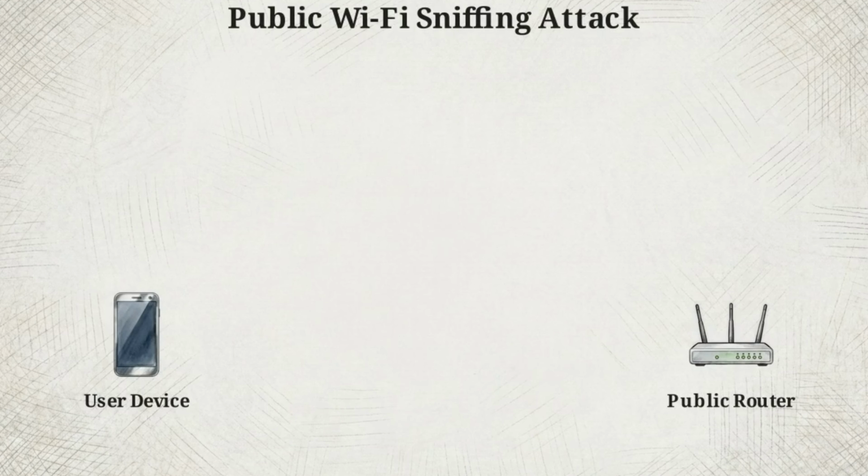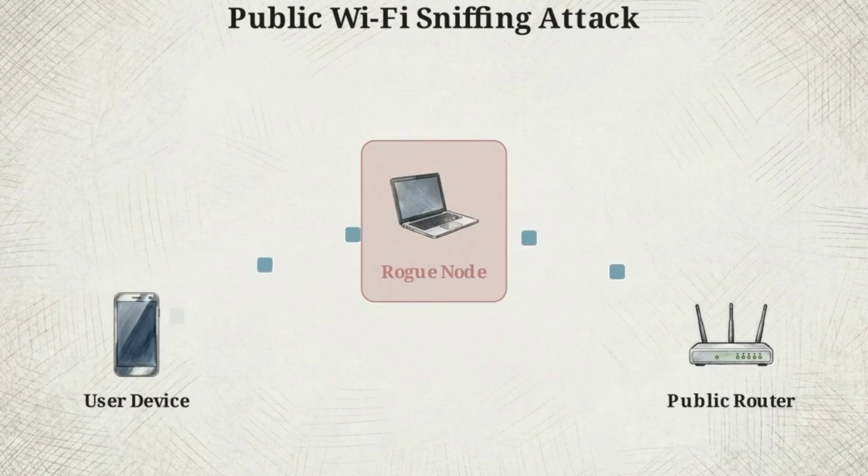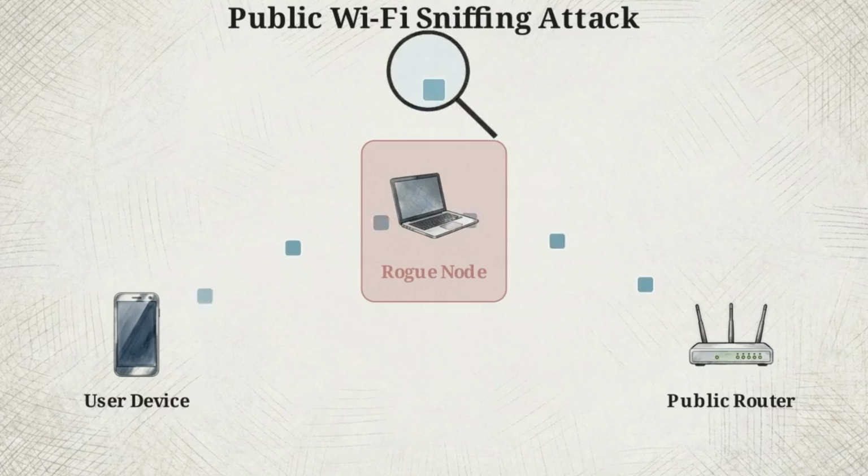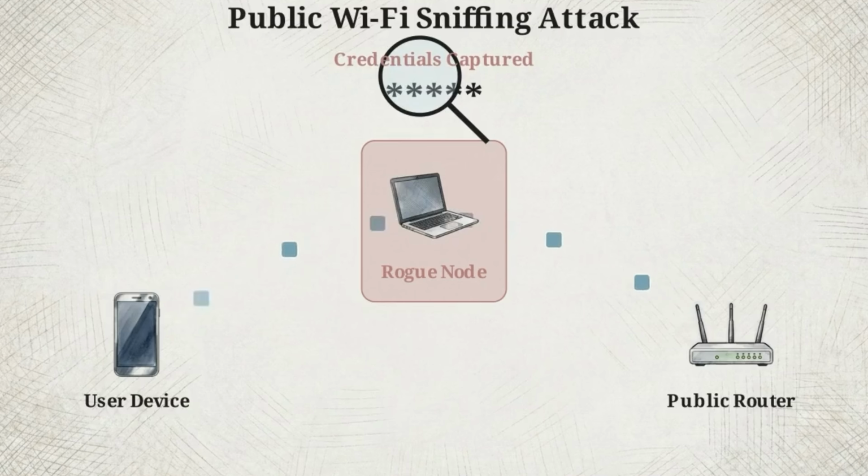Moving to the network domain, this diagram illustrates a public Wi-Fi sniffing attack. When you connect to an open public router, because the network lacks encryption, a third-party rogue node can intercept that data stream mid-air, reading your messages and capturing credentials without triggering any alerts on your screen.